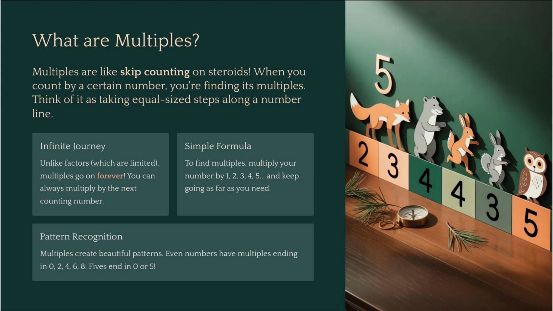Now for multiples. Multiples are what you get when you multiply a number by any whole counting number, like 1, 2, 3, and so on. The multiples of 5 are 5, 10, 15, 20, and the list never ends. They are infinite. Finding a multiple is just skip counting or using your multiplication tables.